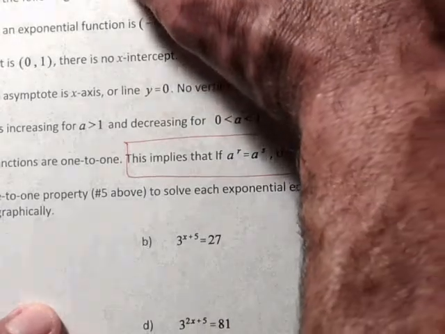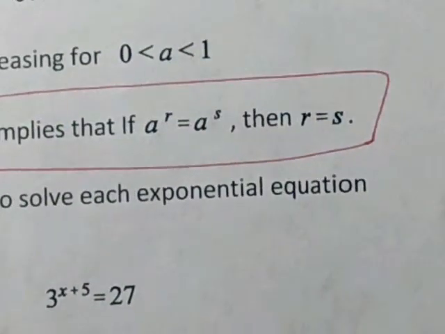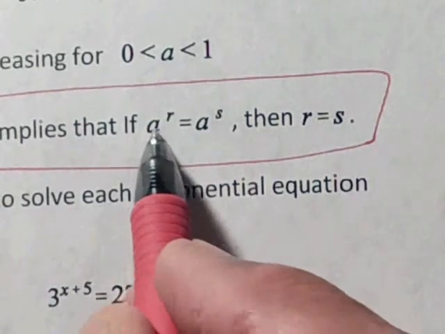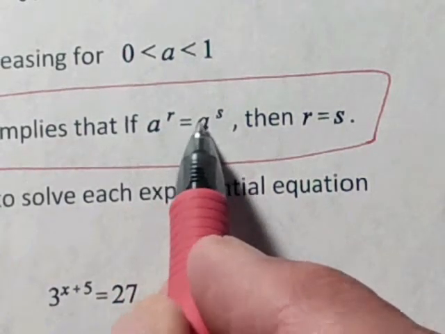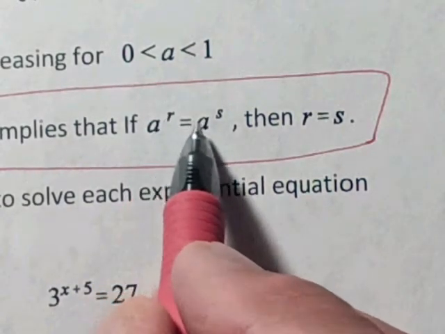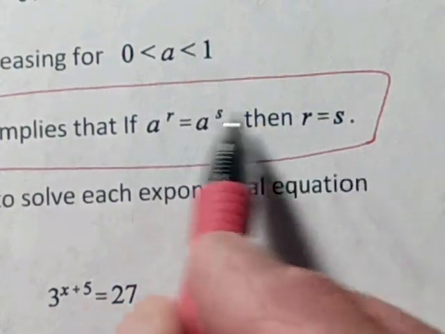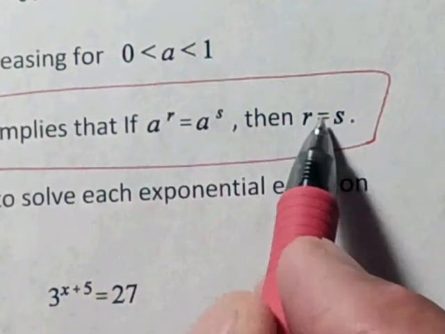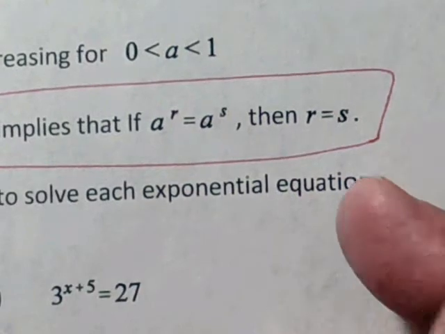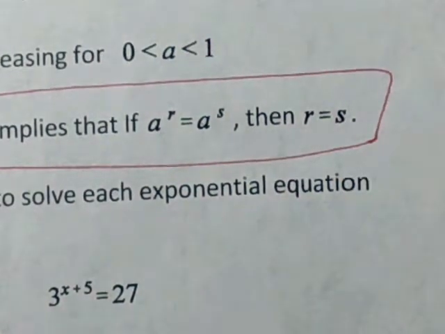Make it bigger actually. So this one says if I have one exponential equal to another exponential with the same base, a to r equals a to s, then these two, r and s, must be equal. That is because exponential functions are one-to-one. That's why.